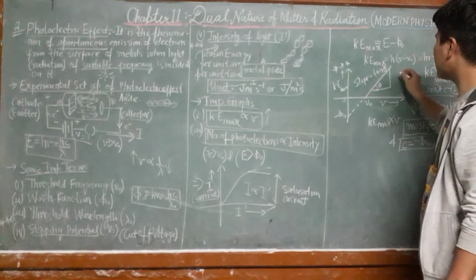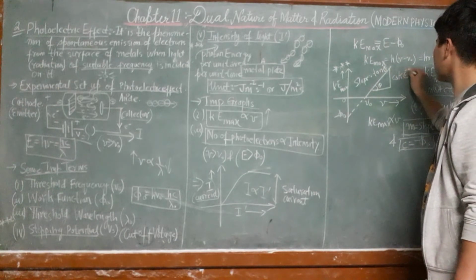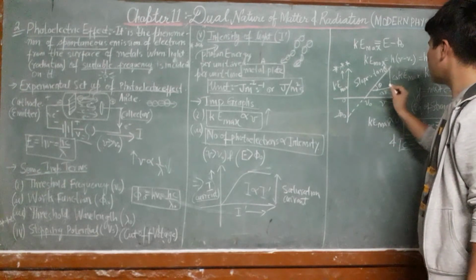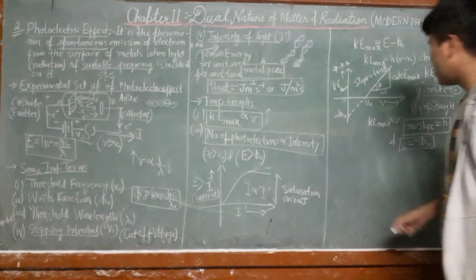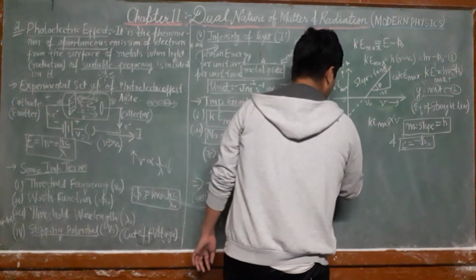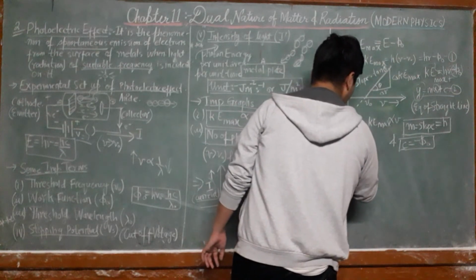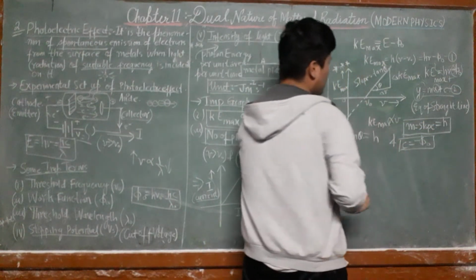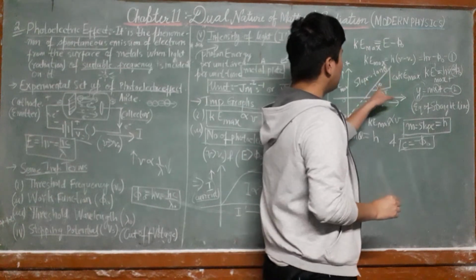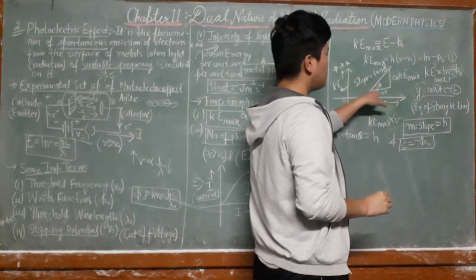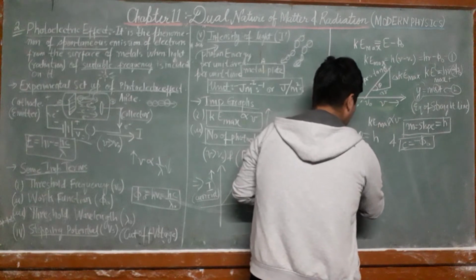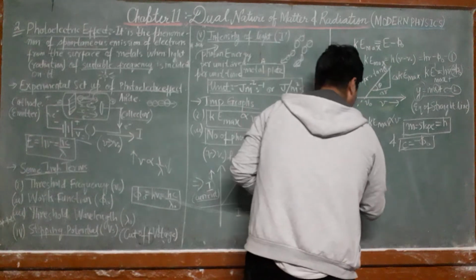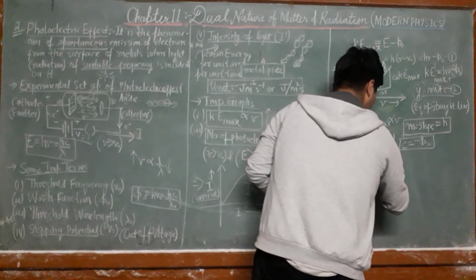Here the slope of kinetic energy max versus nu: m is equal to tan theta. Tan theta means perpendicular upon base. The perpendicular is delta kinetic energy max and the base is delta nu, so delta kinetic energy max upon delta nu is equal to h.